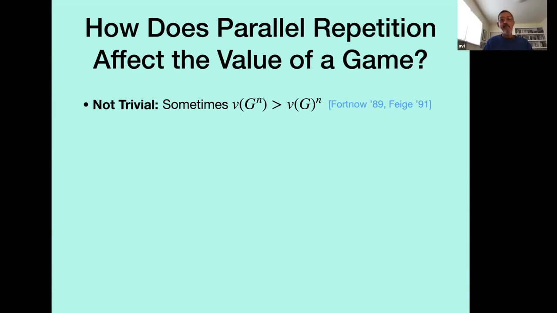I guess the first thing about parallel repetition is that unlike sequential repetition, it is not that trivial. You might hope that you have a direct product theorem where if you repeat the game n times, then the value just goes down exponentially, exactly like you'd expect, taking it to the nth power. That's actually not the case. There are a couple of famous counterexamples showing that the value of the repeated game can actually be bigger than what you'd expect.